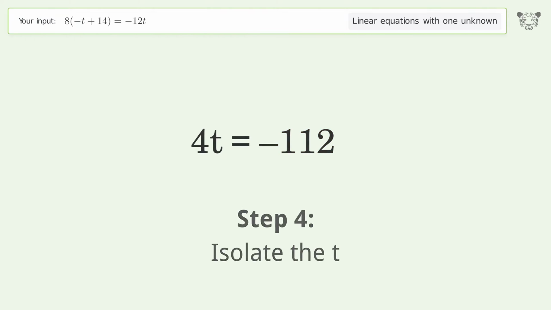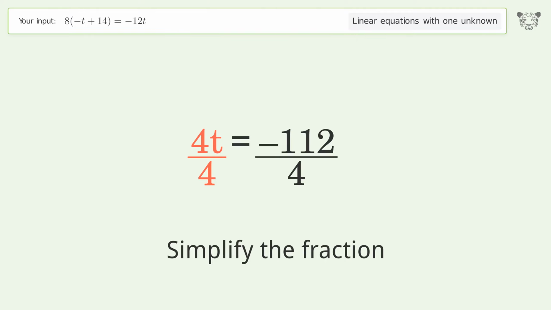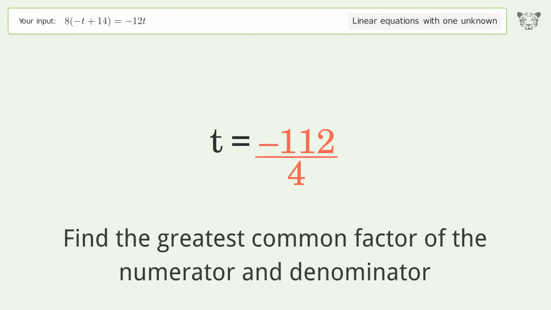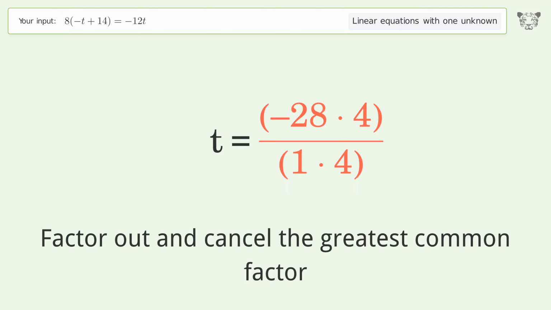Isolate the t. Divide both sides by 4. Simplify the fraction. Find the greatest common factor of the numerator and denominator. Factor out and cancel the greatest common factor.